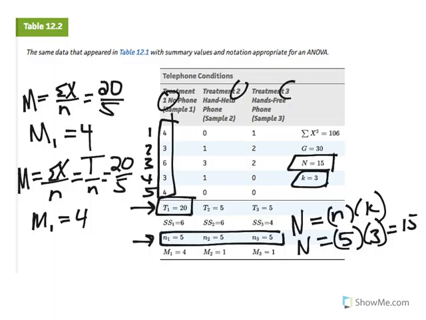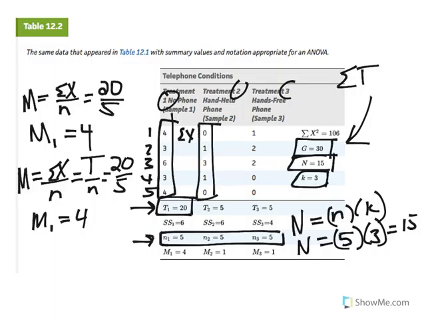All right, and our G is the sum of T. So G represents the sum of X across conditions. T just represents the sum of X for these 5 scores, but G represents the sum of that first set of scores plus the sum of the second set of scores plus the sum of our third set of scores. So it's the sum of X across conditions.